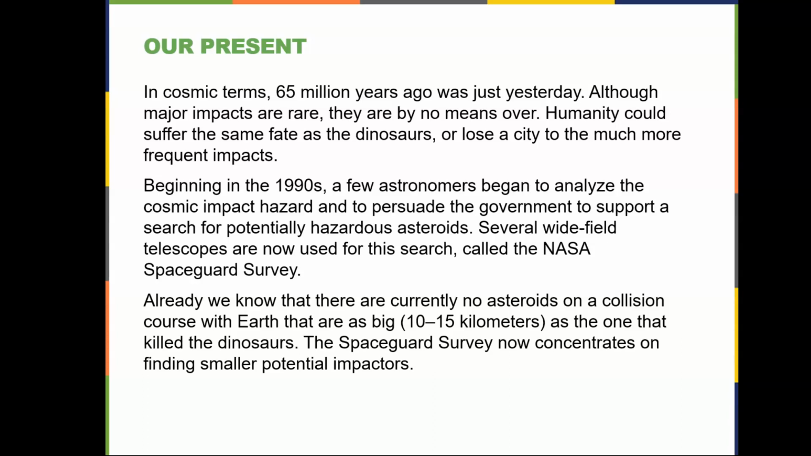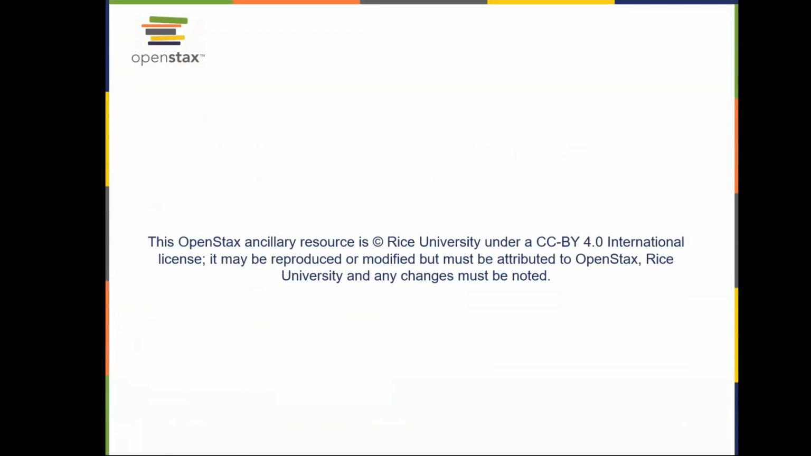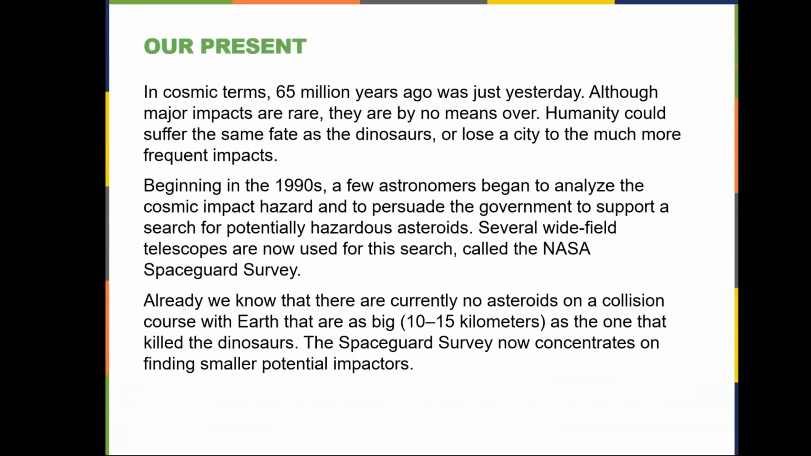The impacts by asteroids and comets that have had such major influence on life were not necessarily a thing of the past. In the full scope of planetary history, 65 million years ago was just yesterday. Earth actually orbits the Sun within a sort of cosmic shooting gallery. And although major impacts are rare, they are by no means over. Humanity could suffer the same fate as the dinosaurs, or lose a city to the much more frequent impacts.